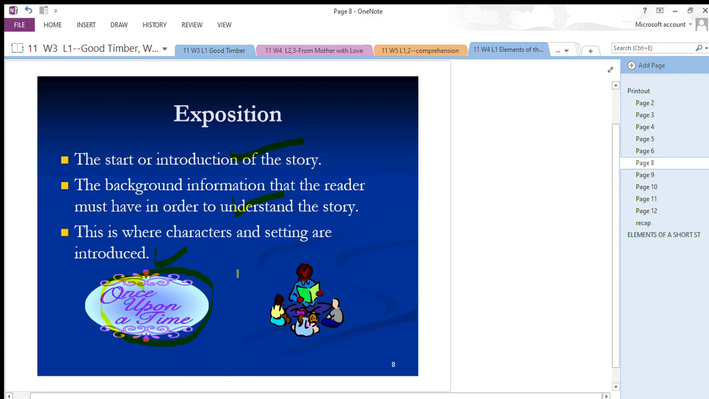Once Upon a Time is actually the exposition, where in your childhood you are told stories, but when you grow up and you are reading stories, they are not with this statement, once upon a time. So as a child you might have heard, once upon a time there was a king, once upon a time there was a princess, once upon a time there was a dragon.